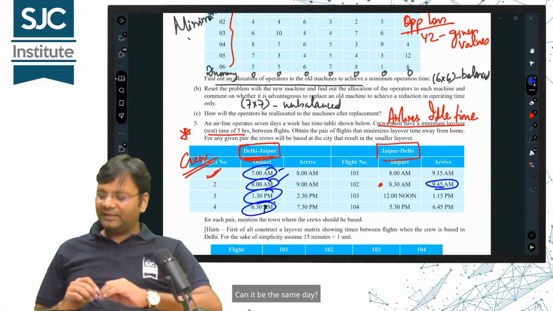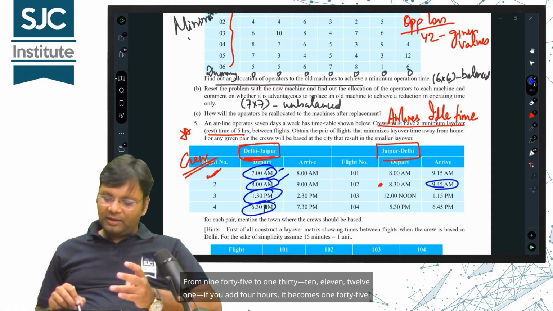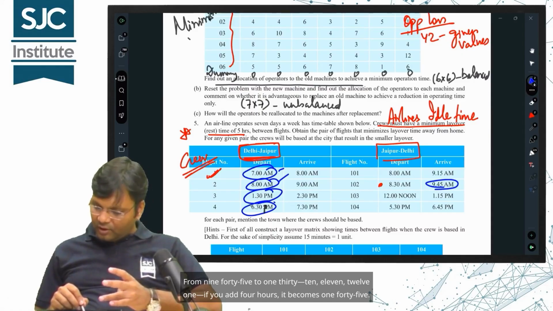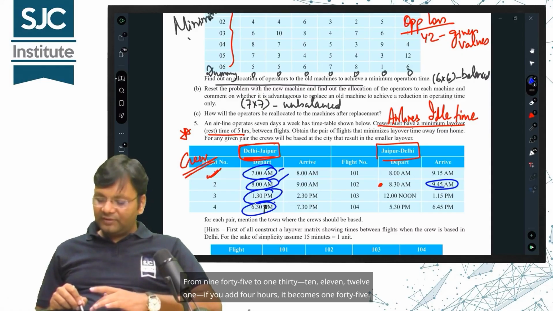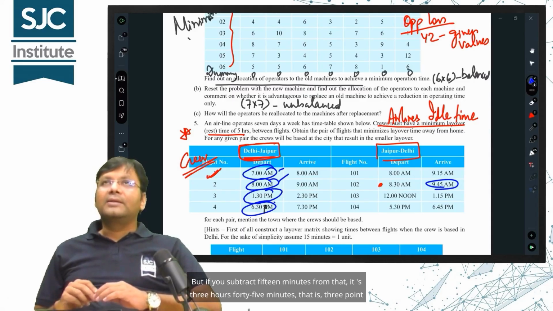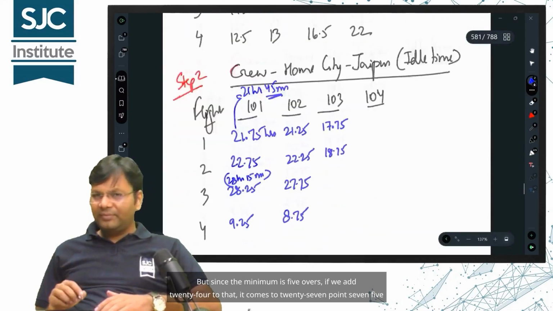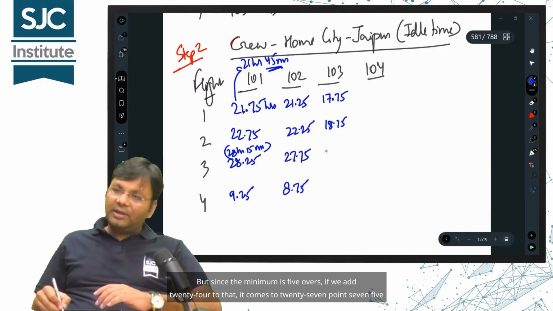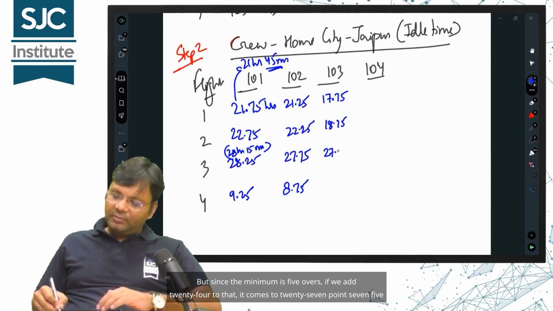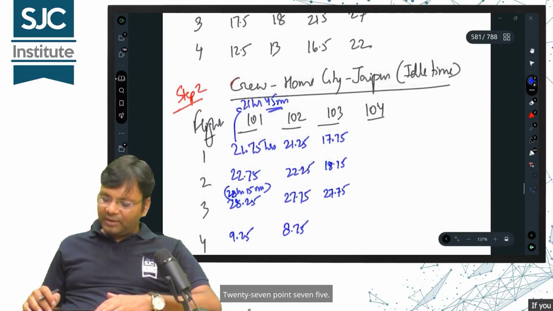Can it be the same day? From 9:45 to 1:30, 10, 11, 12, 1. If you add 4 hours, it becomes 1:45. But if you subtract 15 minutes from that, it's 3 hours 45 minutes, that is 3.75. But since the minimum is 5 overs, if we add 24 to that, it comes to 27.75.